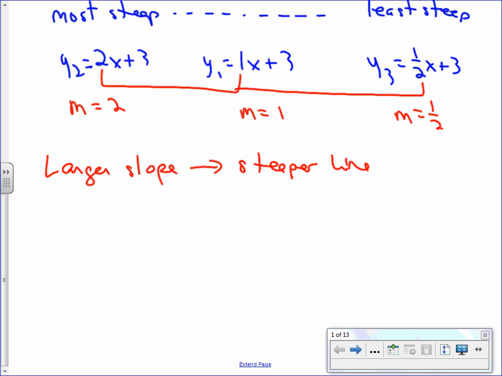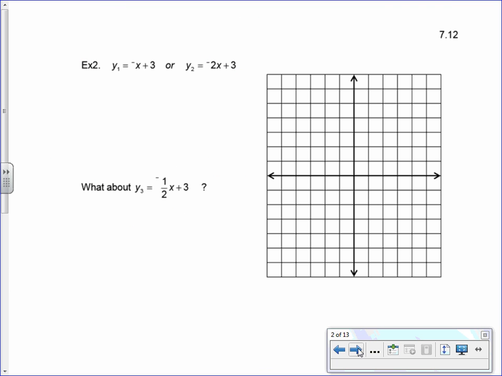That's only true if the slopes are positive. I have to make a slight adjustment when the slopes are negative. So bigger slope, steeper line. It's pretty simple. Okay. On the next page, we're going to take a look at negative slopes. Remember, negative slopes have to go downhill when you graph them. Make sure they go downhill.